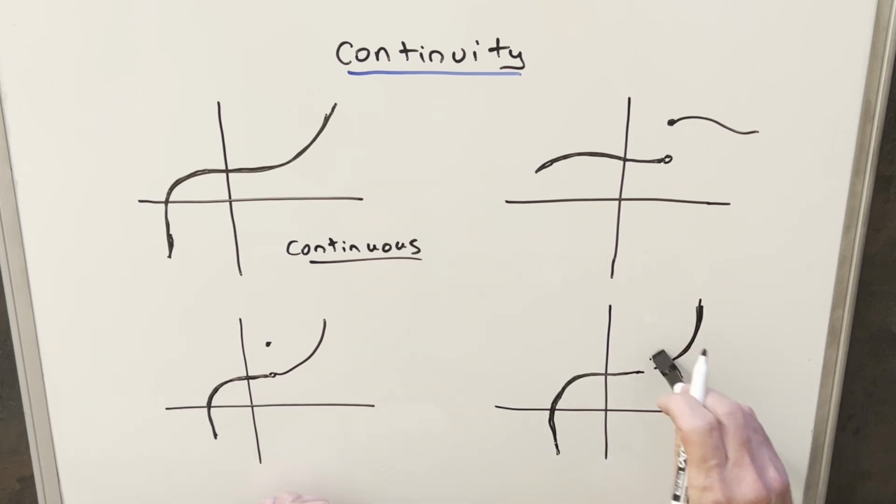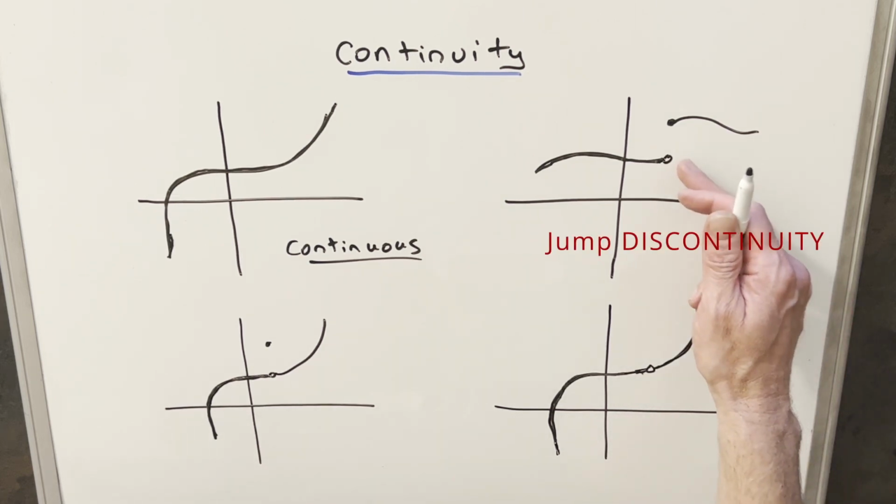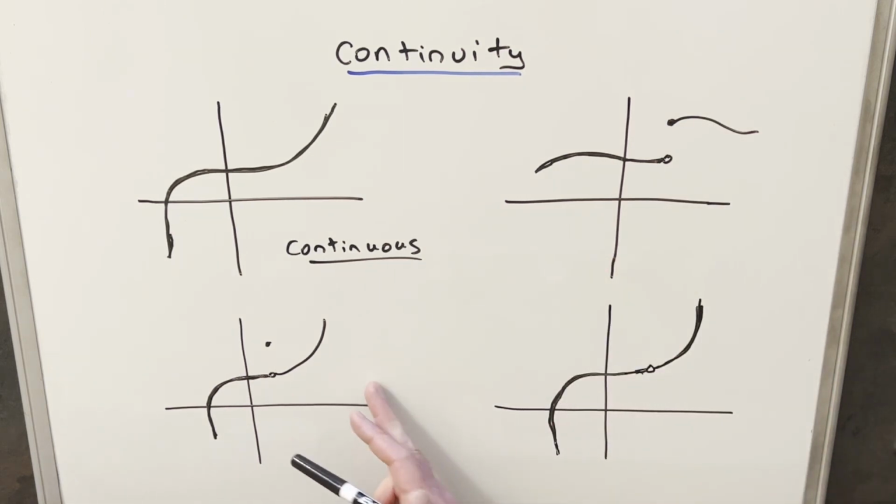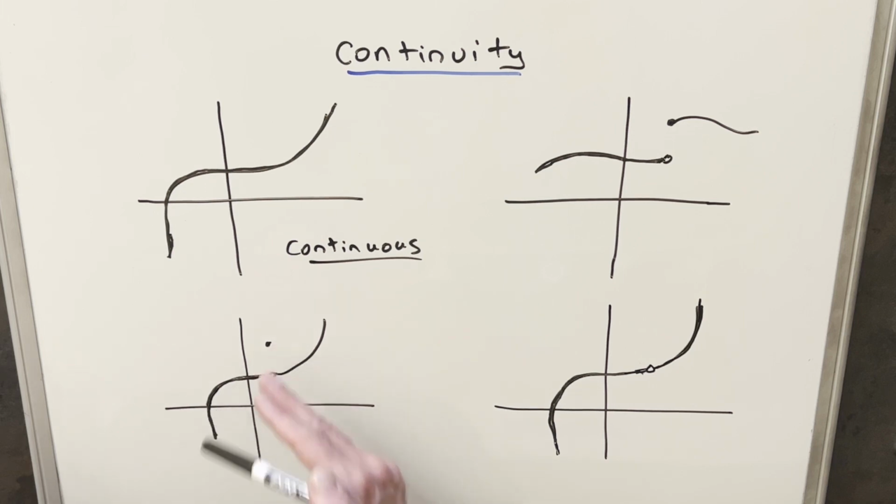And this one here is actually called a jump discontinuity, where the graph just jumps to a different place. But these 2 here are called removable discontinuities. Kind of intuitive, as it's like someone just removed it at one single point.